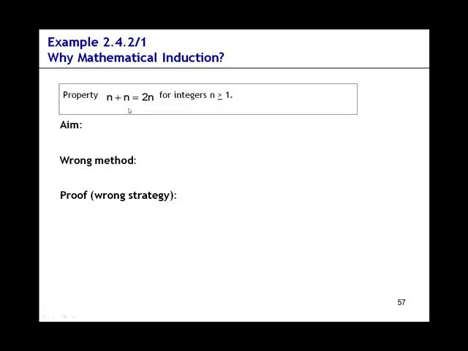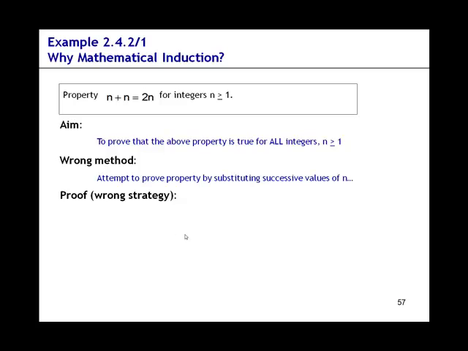One look and you know that this is a true property, because we are saying that if you have any number and you add it to itself, it's as good as multiplying the number by 2, and they will be equal. But how do you go about proving this? Our aim is to prove that the property is true for all integers n greater than or equal to 1. I will start by showing you the wrong method.